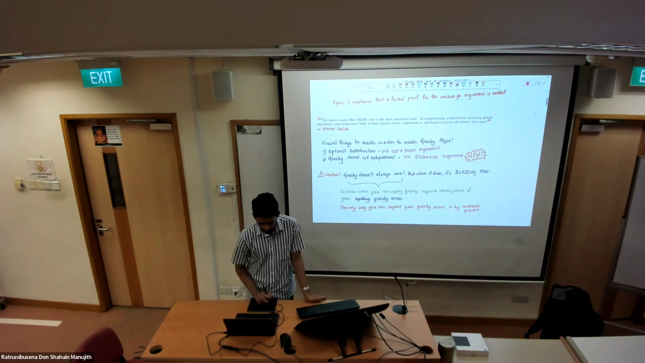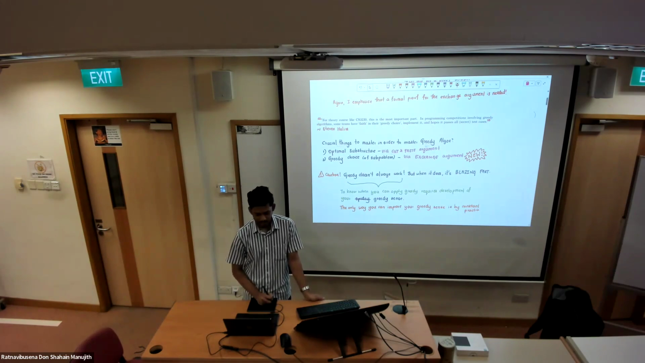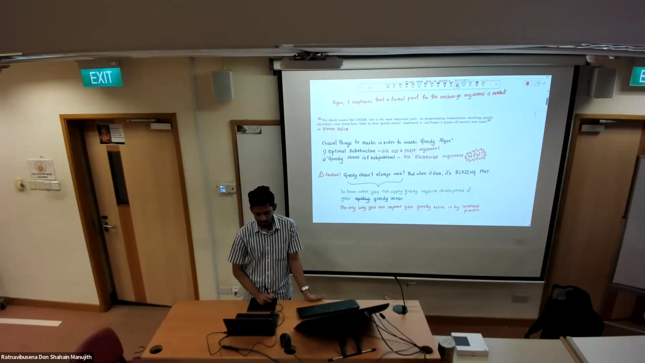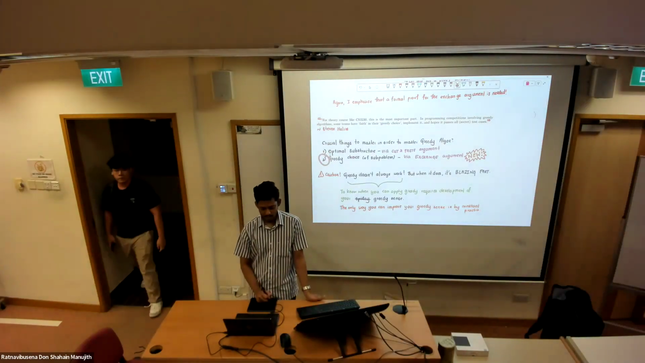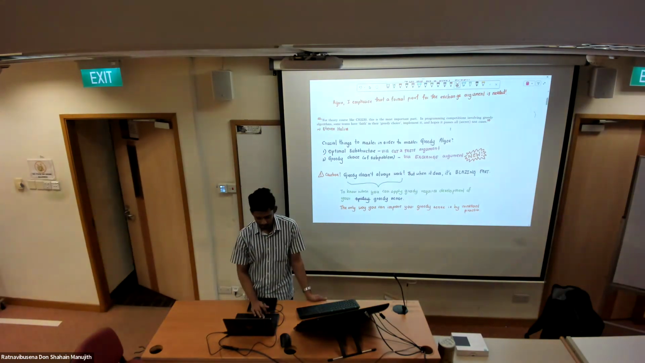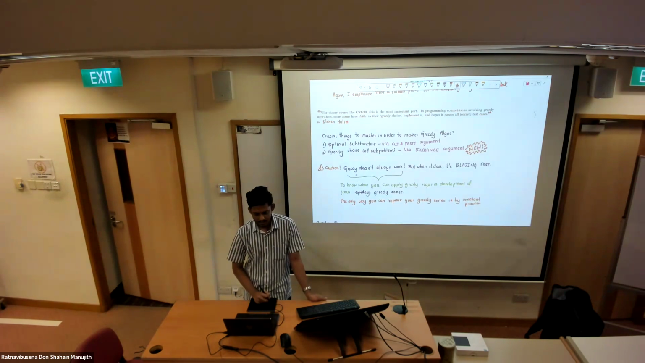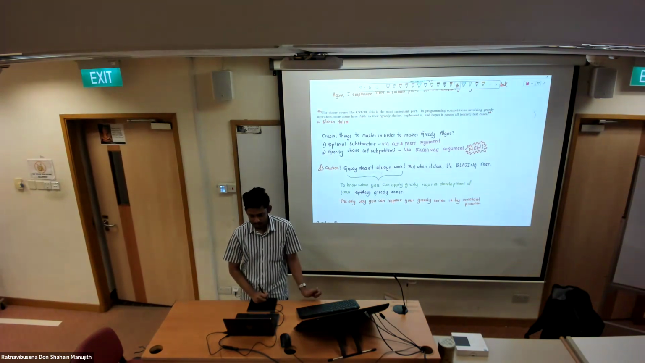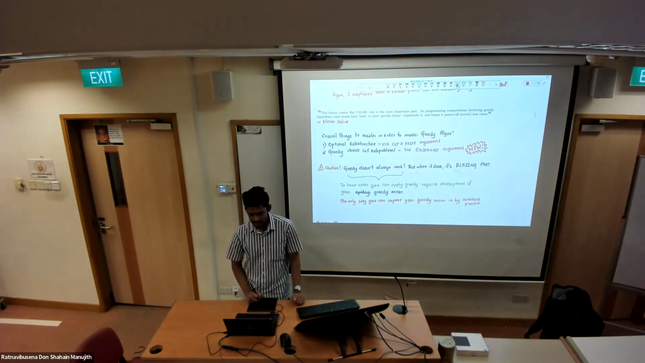Crucial things to master in order to master greedy algorithms: one is optimal substructure, which you already know, proved by the cut and paste argument. The next one is the greedy choice, which is proved by the exchange argument. One important thing is that greedy doesn't always work, but when it does, it is really fast.